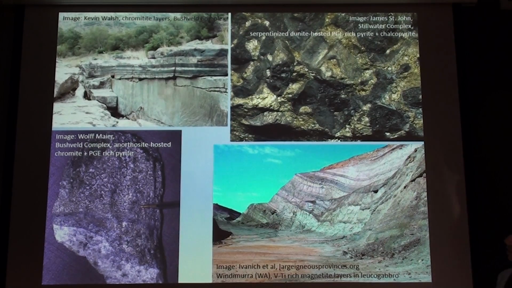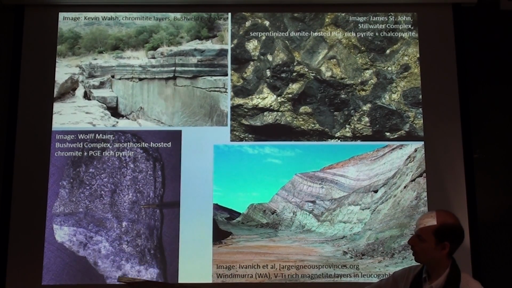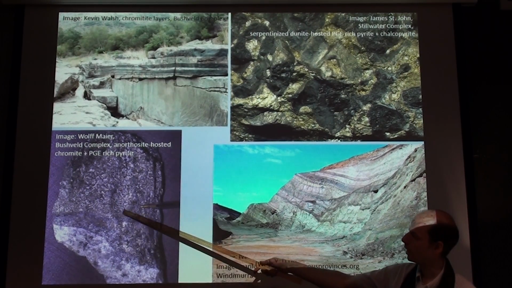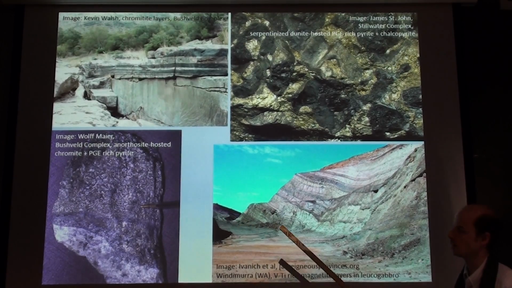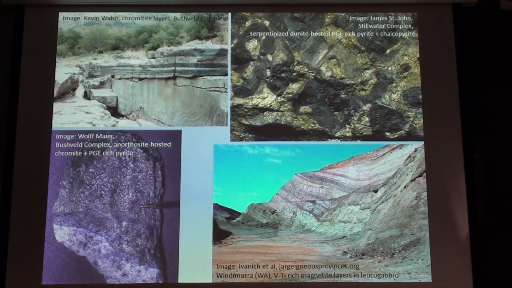Another example, this is also from the Bushveld complex, where we have some kind of an orthosite, then a layer of chromitite, and then some disseminated sulfides, with what looks to be some feldspar as well.